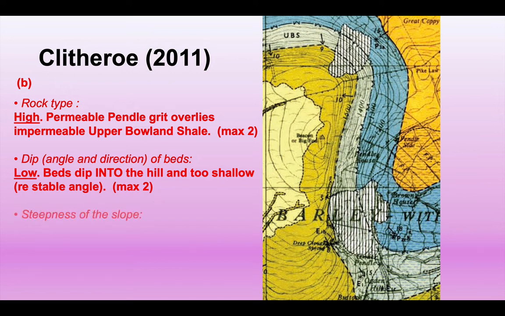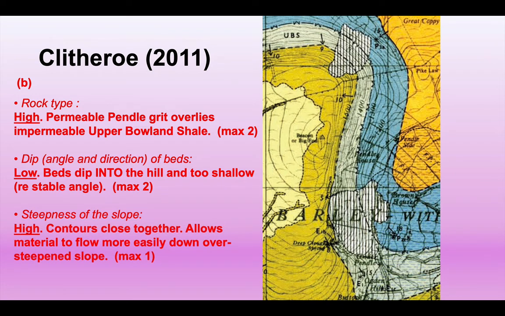The steepness of the slope, though, in terms of the surface topography, this is contributing. You can see that the contours are really closely packed together. We've got a very steep slope here, possibly the result of glaciation. We've seen evidence already of glacial deposits in this area, but this does allow material on the slope to flow more easily and perhaps to be less stable on this oversteepened slope.